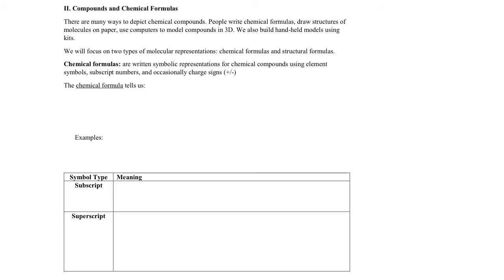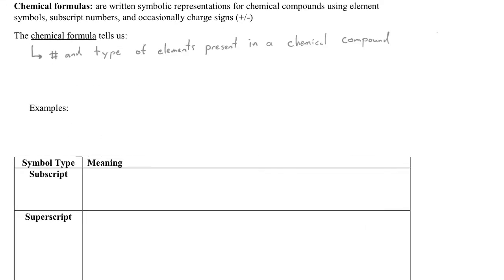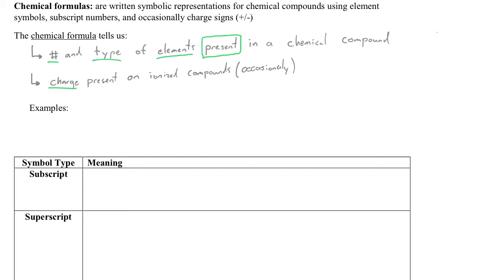Chemical formulas are written symbolic representations for chemical compounds using element symbols, subscript numbers, and occasionally charge signs. Specifically, a chemical formula tells us what type and how many atoms of each element are present in a chemical species. Occasionally, it is also necessary to communicate some information about the charge present on the species, and in those cases, we indicate the charge. Finally, a chemical formula also might communicate information about the physical state of the species, meaning whether or not it is a solid, a liquid, or a gas.